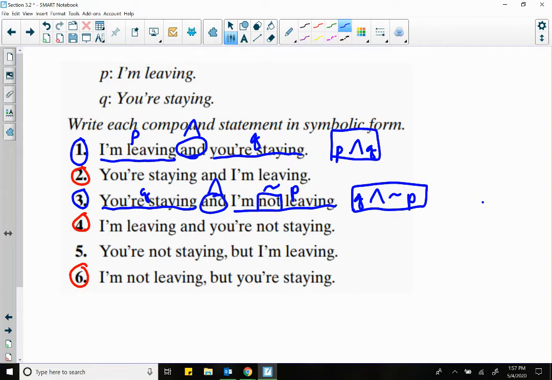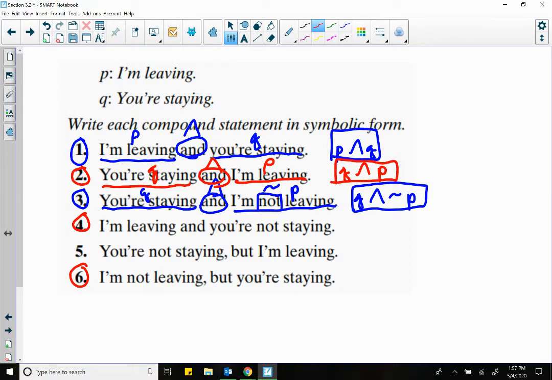Let those annotations help you out. I promise you, if you annotate things, it helps so much. Okay, try 2, 4, and 6 on your own and go. Okay, so in here, hopefully you saw that you're staying, that's Q. You got and, which is a rooftop, and I'm leaving, which is P. It's almost like number 3, except over here it's just not negated. So this answer is Q, rooftop, P.